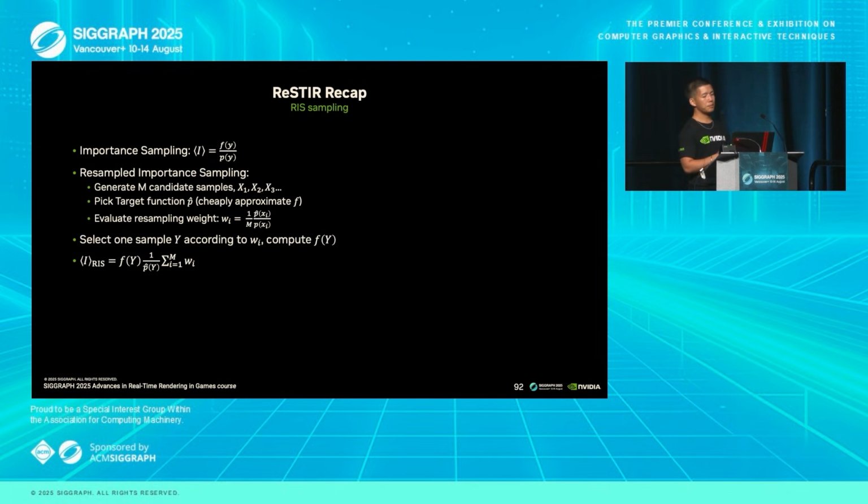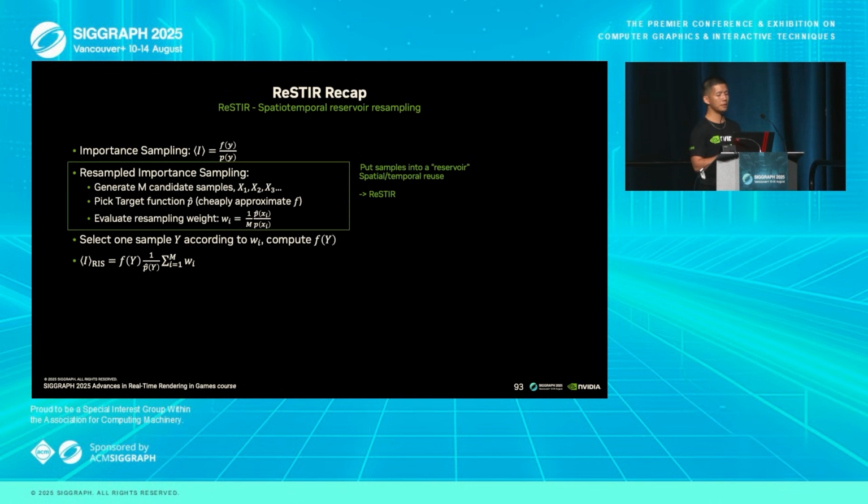Before we discuss the specifics of ReSTIR, let me quickly cover the basics. To sample an unknown distribution F with importance sampling, we can perform RIS. Given M samples drawn through an approximate target function p hat, we select one sample Y and use Y to compute F, weighted by the RIS weight. ReSTIR extends the RIS process by streaming samples into a fixed-size reservoir while reusing samples from spatial neighbors and previous frames.